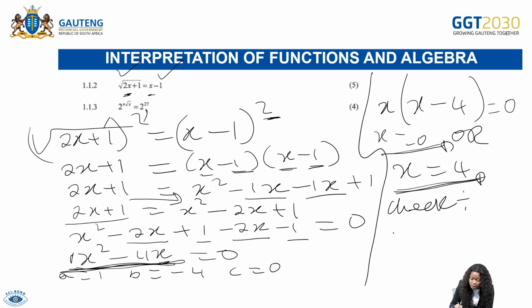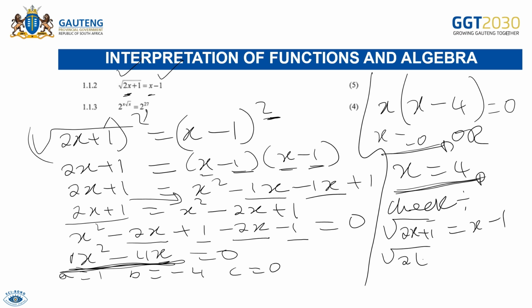Okay, so you get the square root of 2x plus 1 equals x minus 1. Let me start with 0. So I substitute x equals 0: the square root of 2 times 0 plus 1 equals 0 minus 1. So 2 times 0, I'll get a 0, plus 1, I'll get a 1. What is the square root of 1? It is 1. It is equals to negative 1, right?